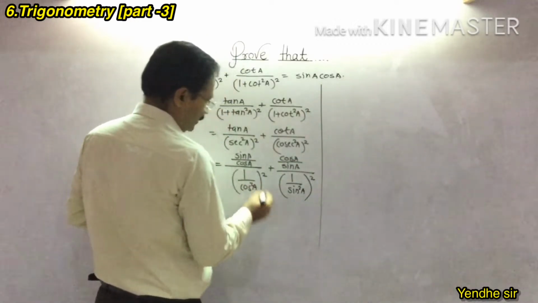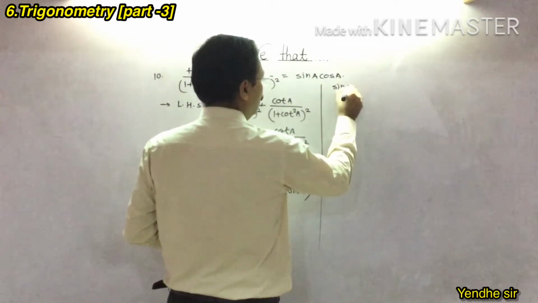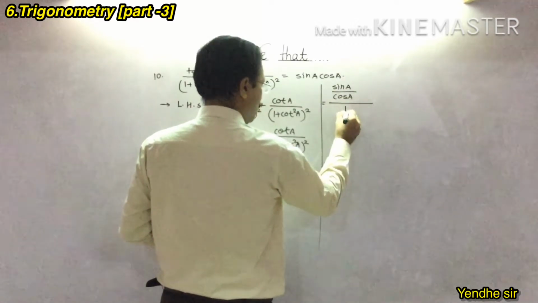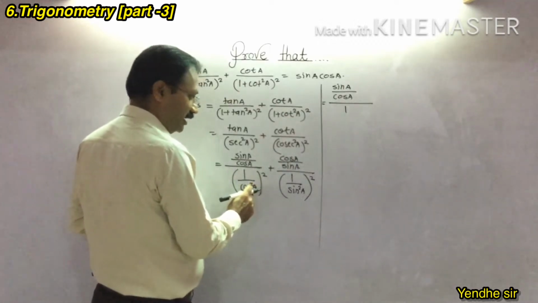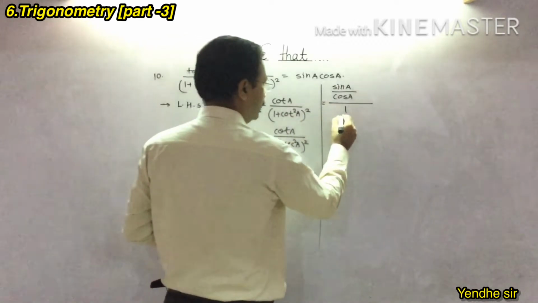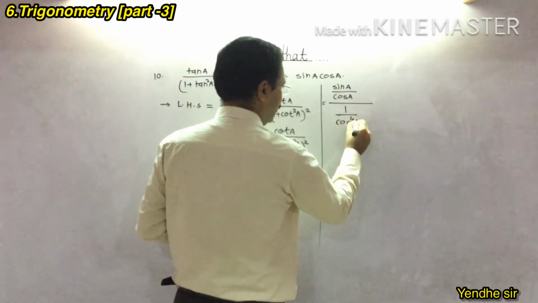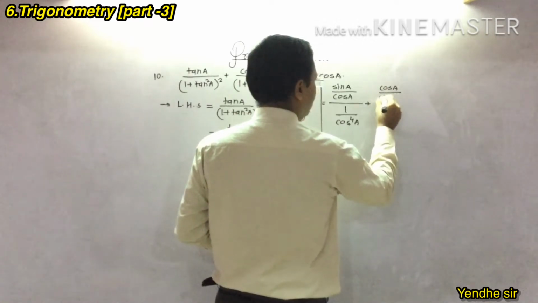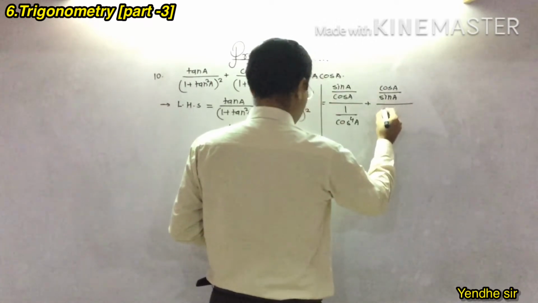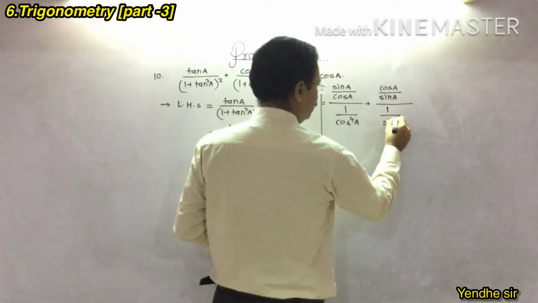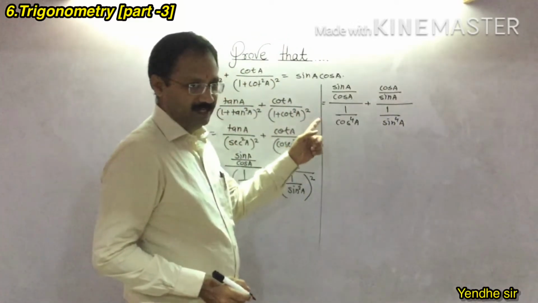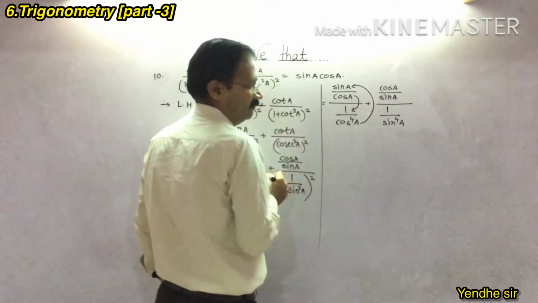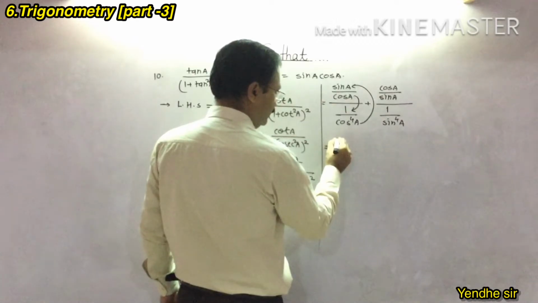Then the next step, sin A upon cos A will be as it is, and then 1 square is 1 and cos square A raised to 2 means we can write it as cos raised to 4A, plus cos A upon sin A upon 1 upon sin raised to 4A. I told you the idea for this one, that the lower goes to the upper and the middle comes to the middle. So what you have to write in the next step?